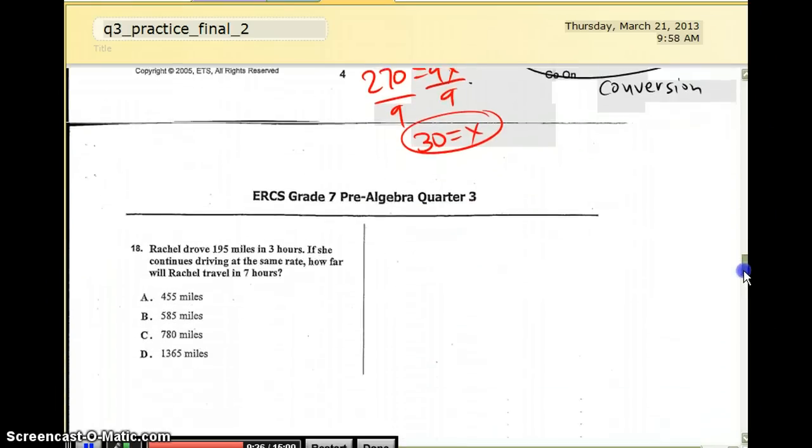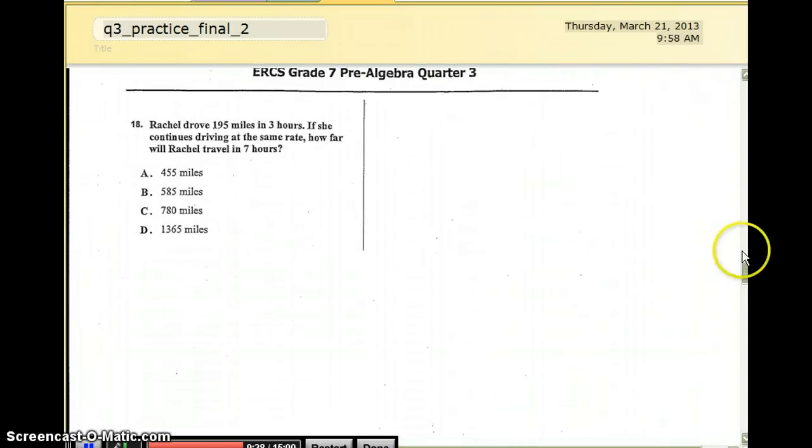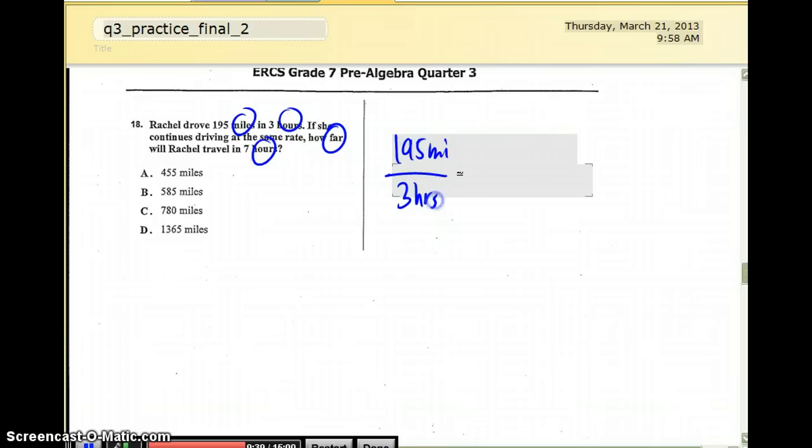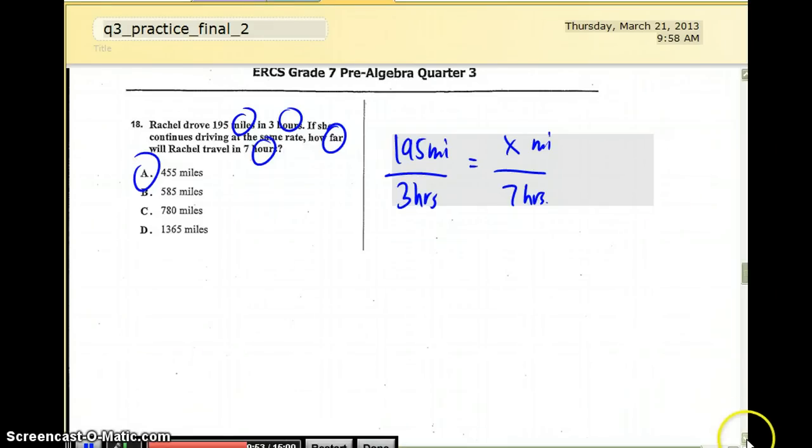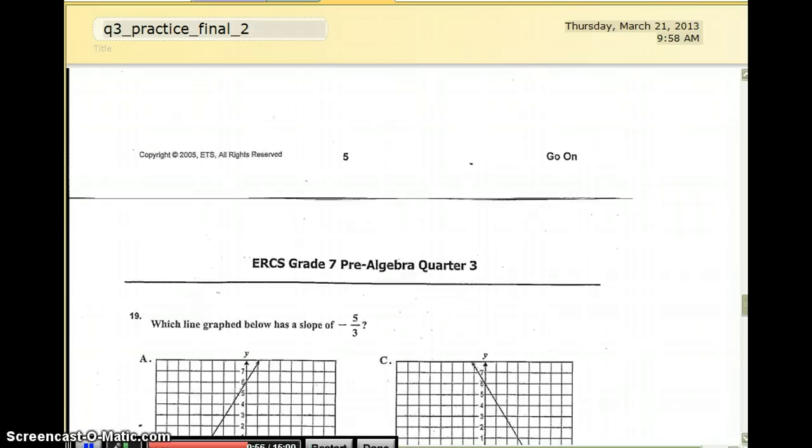Number 18, you can also set it up in a proportion. It's a specific rate. We've got miles, hours, and then again, how far in hours. So we've got 190 miles for every 3 hours, and we can make how many miles for every 7 hours, and we can cross multiply. The answer you should get is A. I'm not going to help you with the next slope question, but let's try number 21.